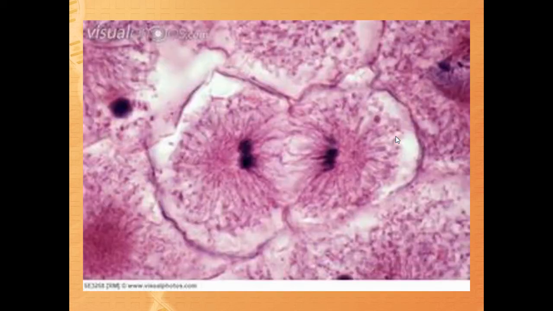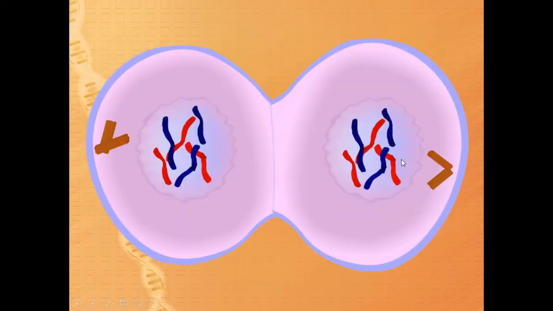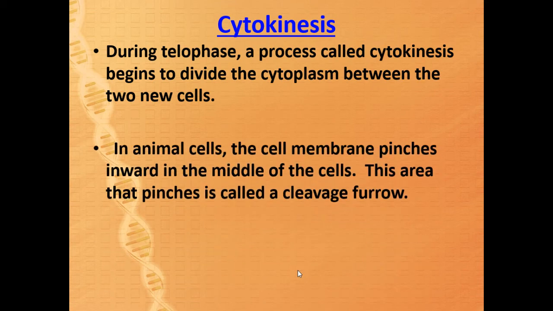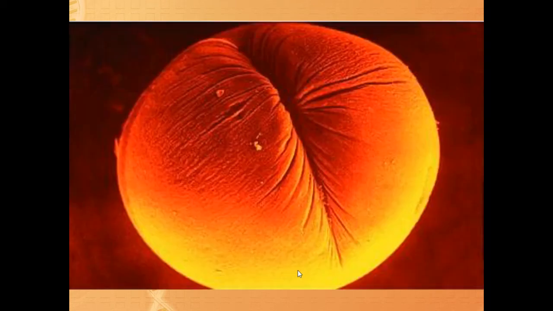So here you can see there's starting to be a division here. You have two completely new cells separating. There it is. They're kind of still formed in the middle, though. We've got to cut away the cell membrane. During telophase, a process called cytokinesis begins to divide the cytoplasm between the two new cells. In animal cells, the cell membrane is going to pinch inward in the middle of the cells, and this area is going to be called a cleavage furrow, and that is what it looks like in an animal cell.